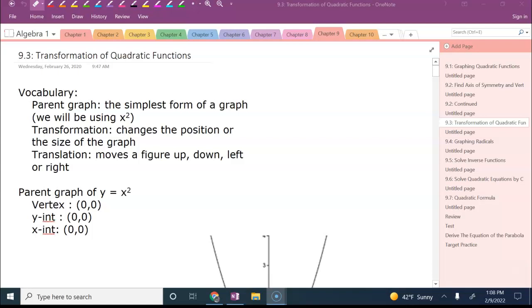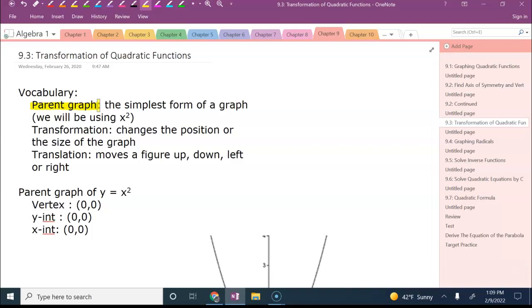So I'm going to show you some examples of how you might see these transformations happen, so that when you're looking at an equation, before you even go to graph it, you can have an idea of what it's going to look like. Now, before we get started, we need to talk about the parent graph and what the parent graph is. So the parent graph is the simplest form of a graph of any type of function.